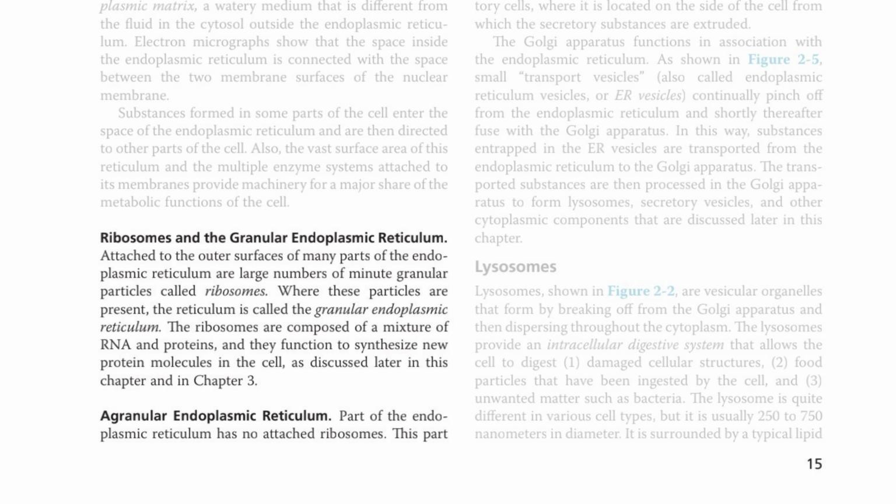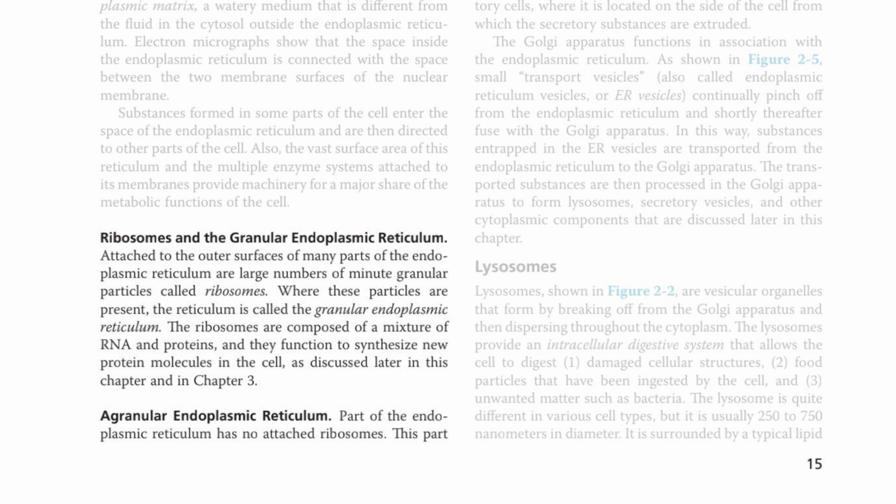Ribosomes and the granular endoplasmic reticulum. Attached to the outer surfaces of many parts of the endoplasmic reticulum are large numbers of minute granular particles called ribosomes. Where these particles are present, the reticulum is called the granular endoplasmic reticulum. The ribosomes are composed of a mixture of RNA and proteins, and they function to synthesize new protein molecules in the cell, as discussed later in this chapter and in Chapter 3.